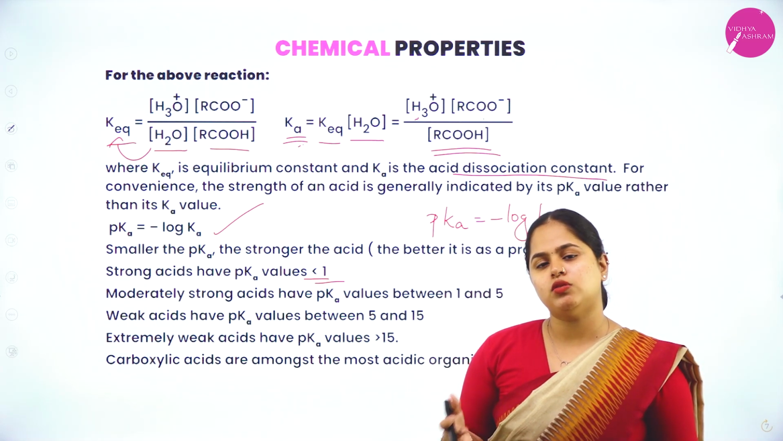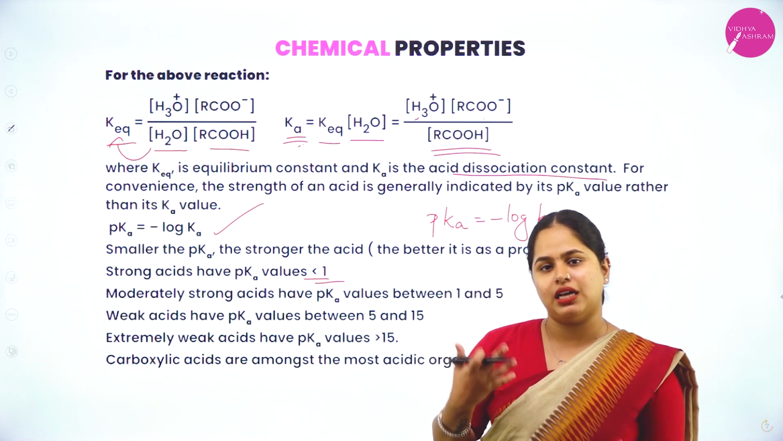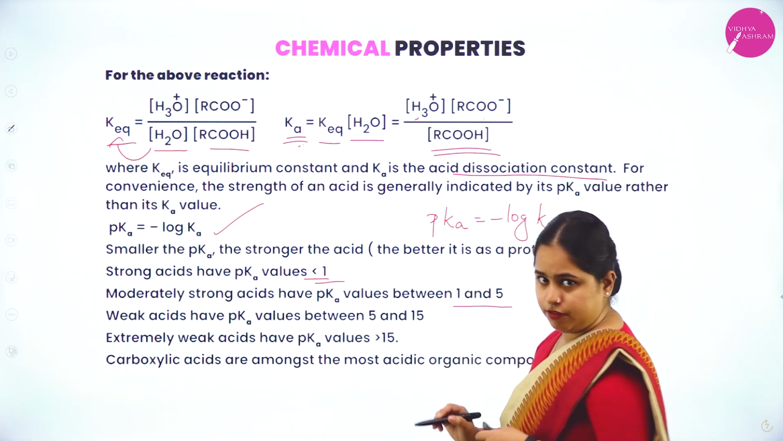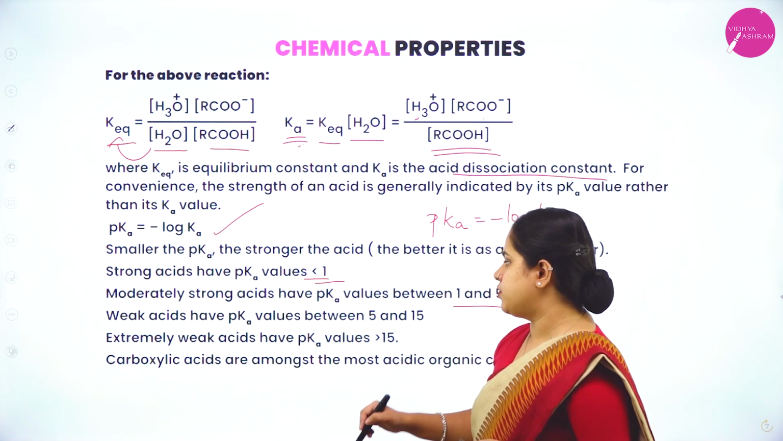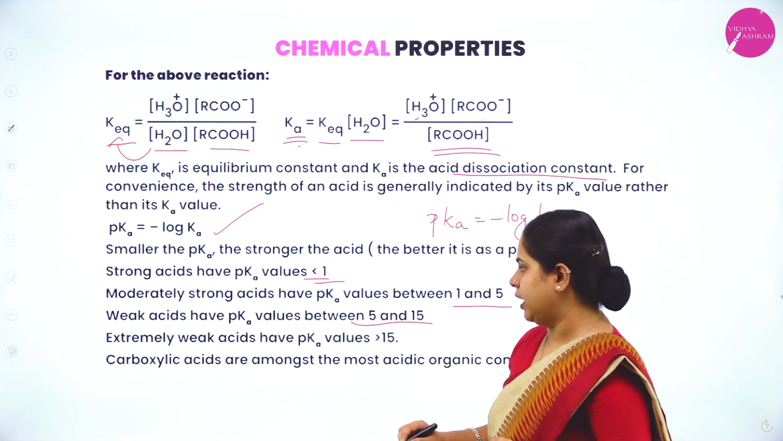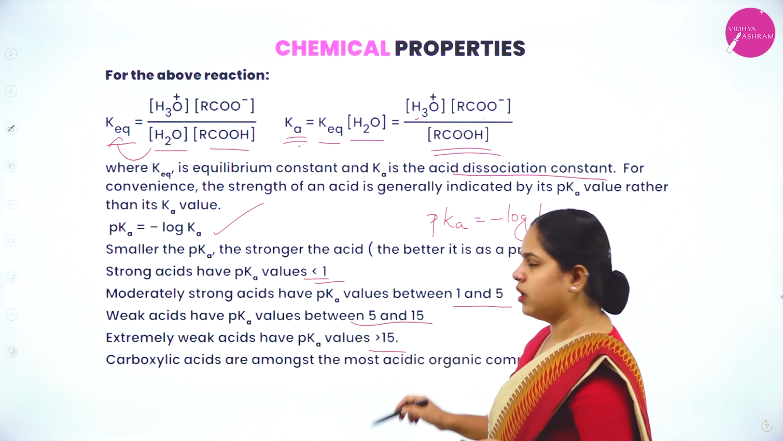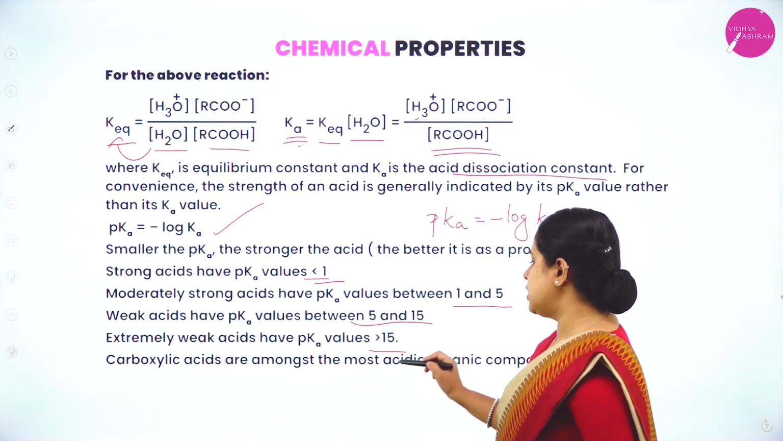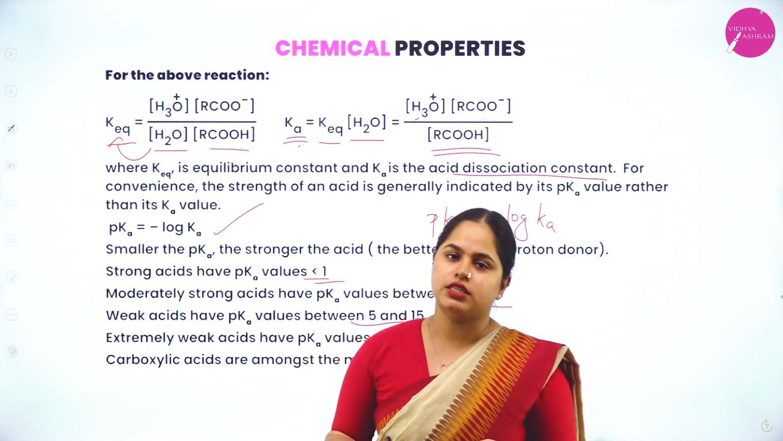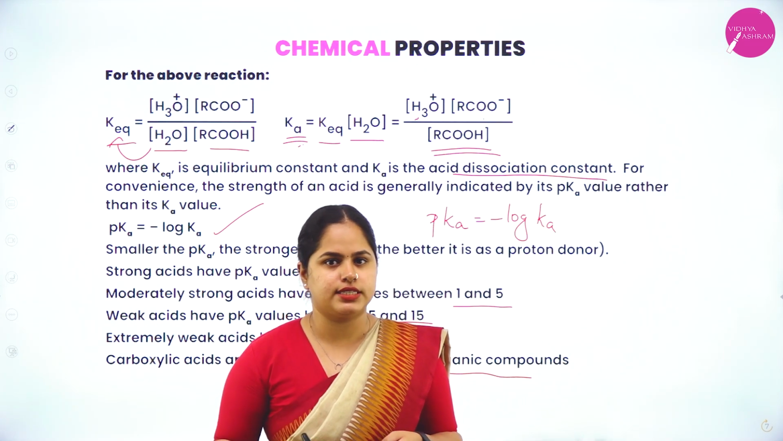So if the pKa value is less than 1, we can say that the acids are very strong. Moderately strong acids have pKa values between 1 and 5, and weak acids will have a pKa value between 5 and 15. The pKa value will be very high. Extremely weak acids will have it more than 15. Carboxylic acids are amongst the most acidic organic compounds. So carboxylic acids of course will have a pKa value less than 1.